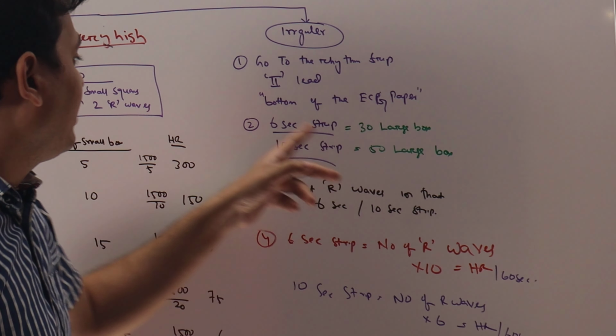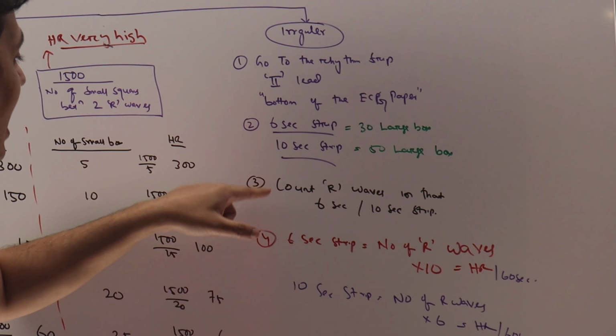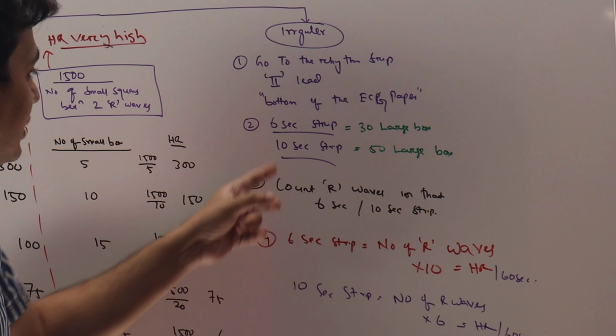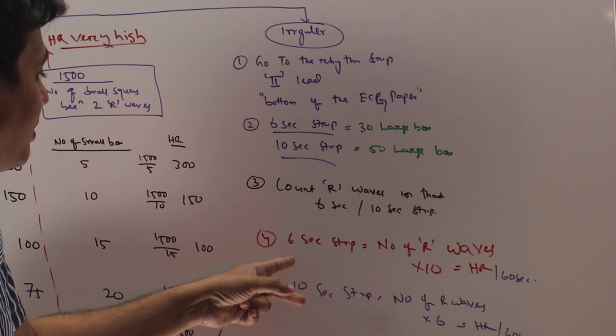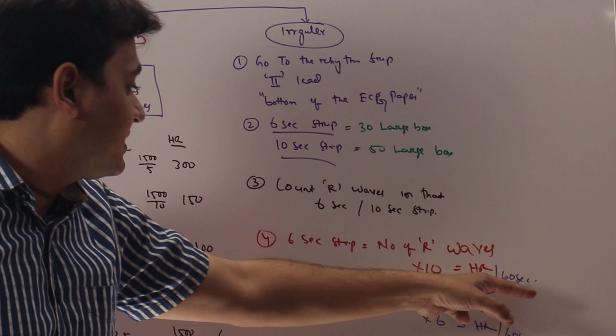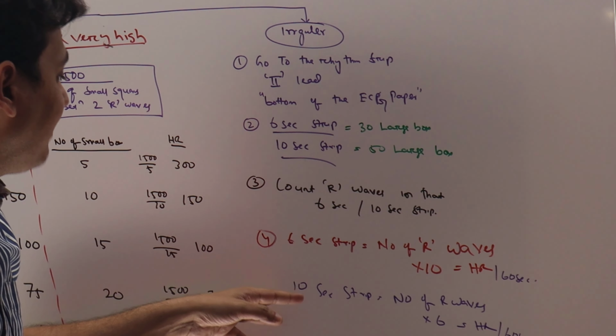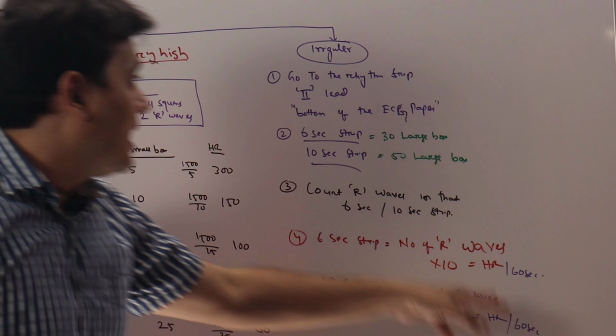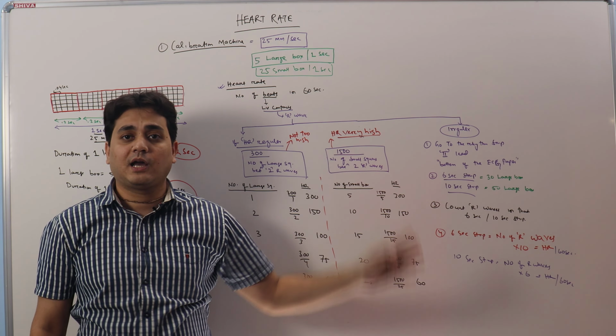Once you have decided whether it is a 6 second or 10 second strip, then count the R waves. You will find a number of R waves in those strips, and you have to multiply that number by 10 if it is a 6 second strip to get the heart rate per 60 seconds, and multiply by 6 if it is a 10 second strip to find out the heart rate in 60 seconds. This is how you can calculate heart rate.